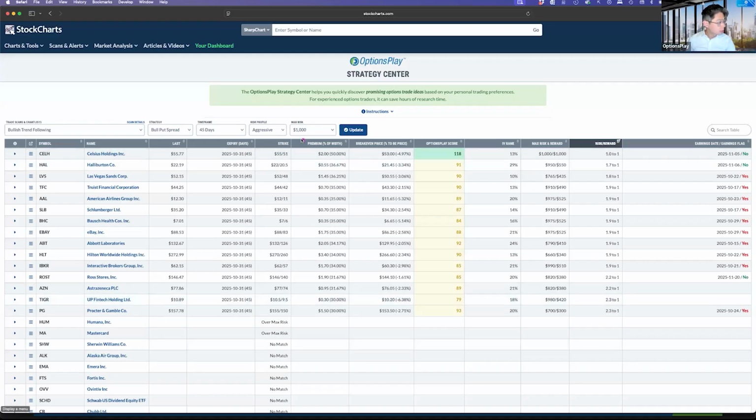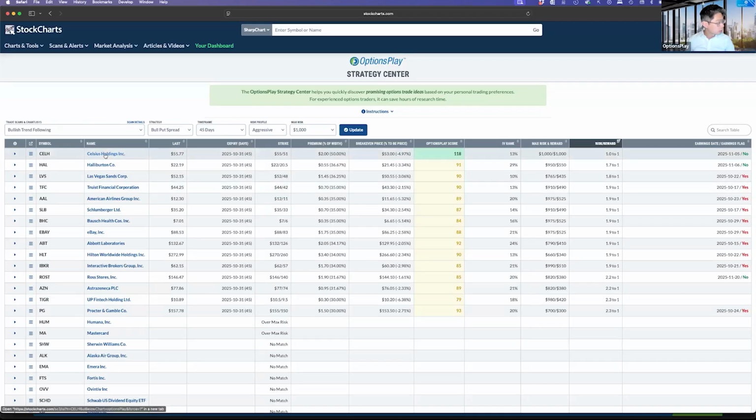So as you can see, this column, premium of width, is going to tell me how much of a risk reward ratio I have on this specific trade. Celsius Holdings is going to be the top one. I'm collecting 50% of the premium in terms of width. So that's a 1-to-1 risk reward ratio. That's actually really rare. We don't see that very often. So this is one that we'll take a look at here, right?